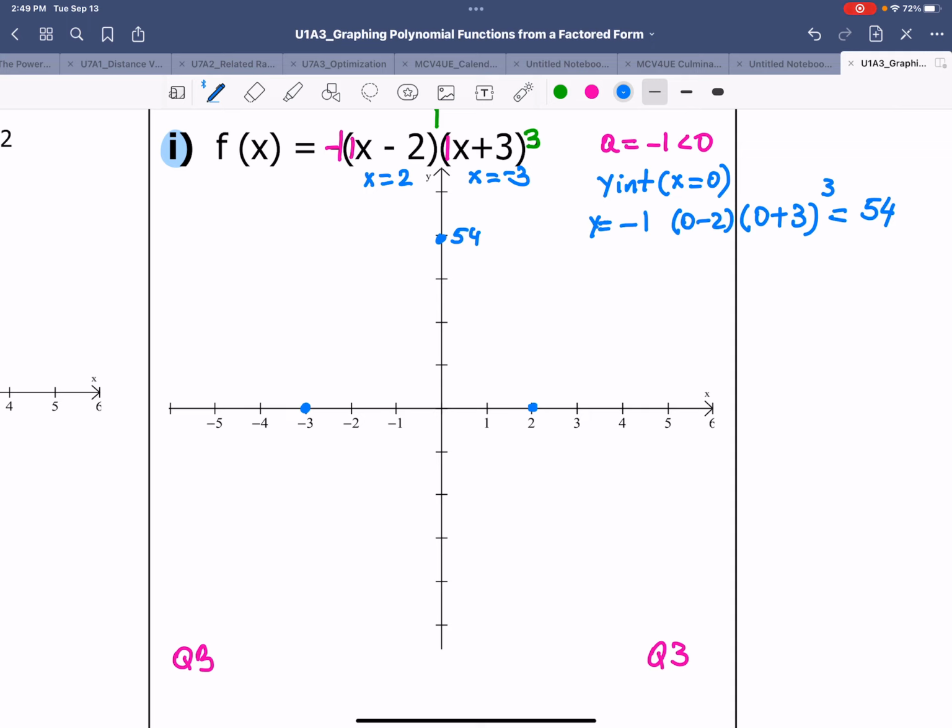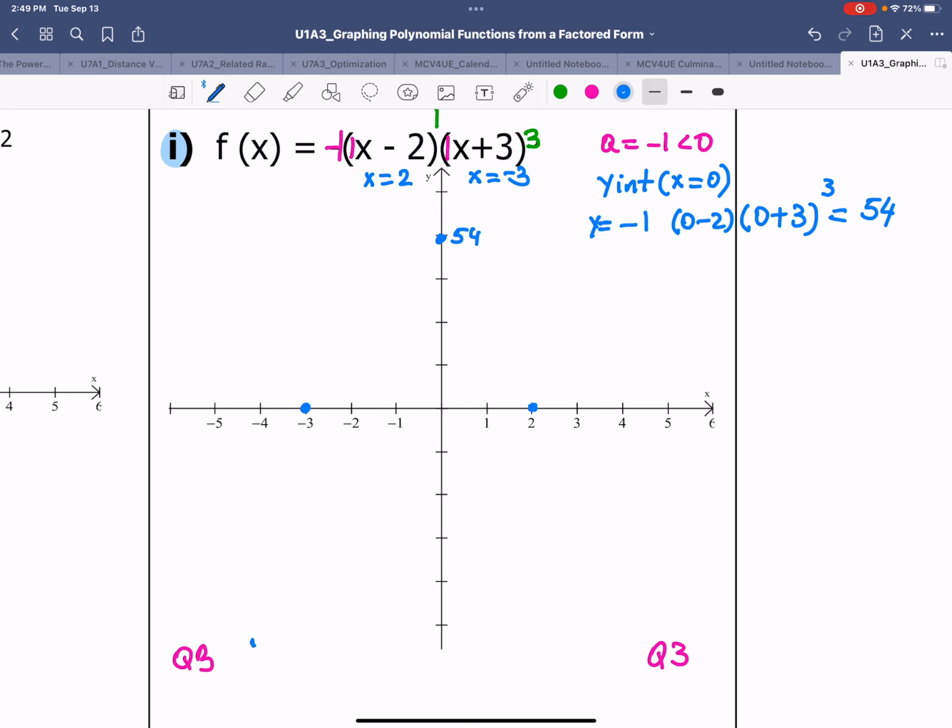Now I think we're ready to draw the graph, or to sketch the graph of this function. And what we're going to do is start off in quadrant 3. So from quadrant 3, we are aiming towards the x-intercept at negative 3. So we are going up in here. Remember the order of the root. So the order of the root is 3.